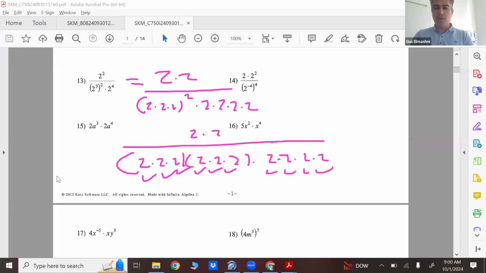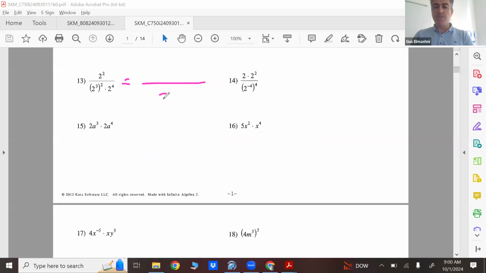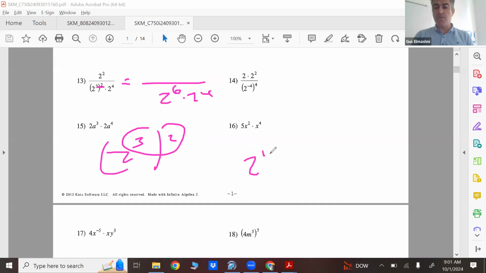But this is where the shortcuts will help us. That's 2 to the 6th power, because you can multiply these 2 together. We have 2 cubed squared, which means I have 3 2s and another 3 2s. That's 6 2s altogether. Or you could just multiply that out. And of course, you have 2 to the 4 as well on the bottom. So it's 2 to the 10. You have 2 squared up top.